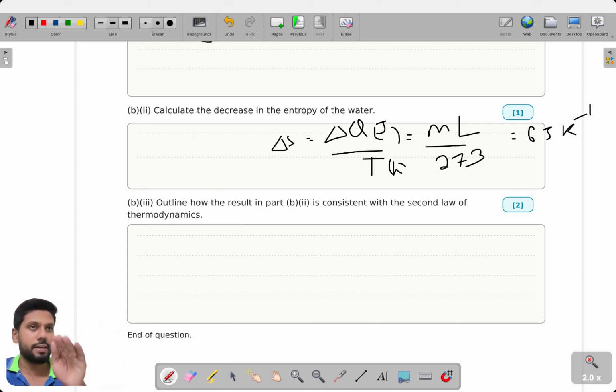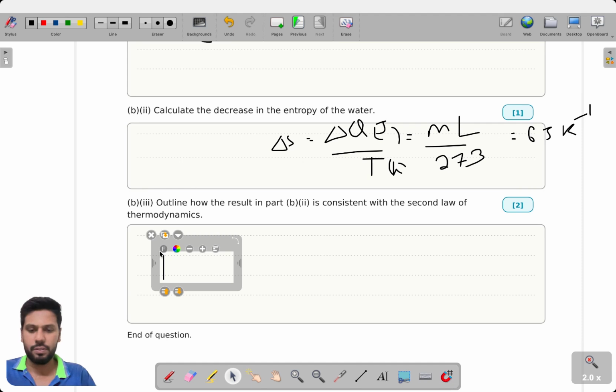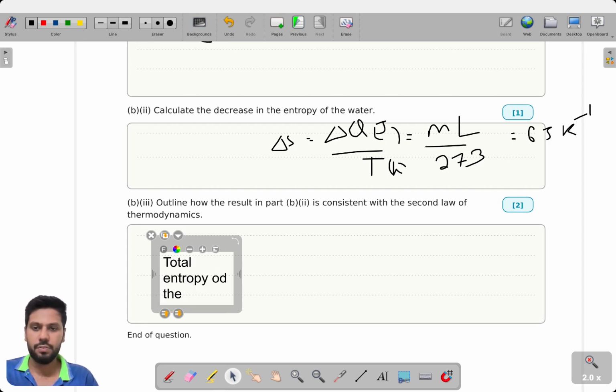So here the statement I'll write down: total entropy of the system always increases.